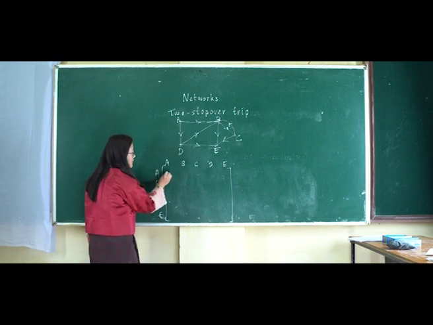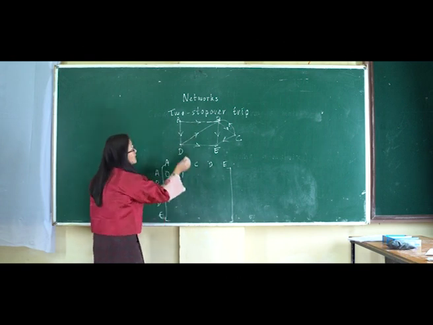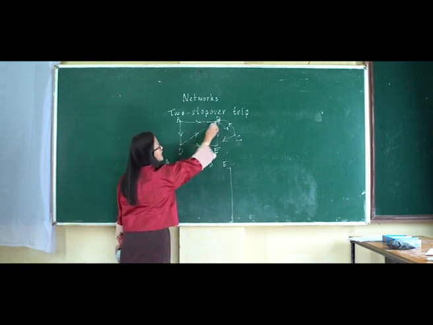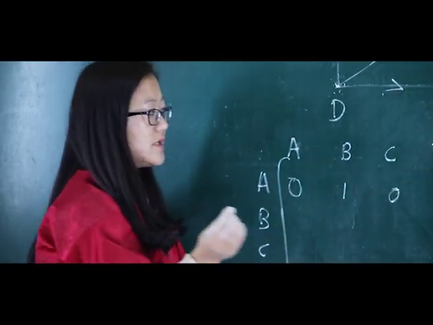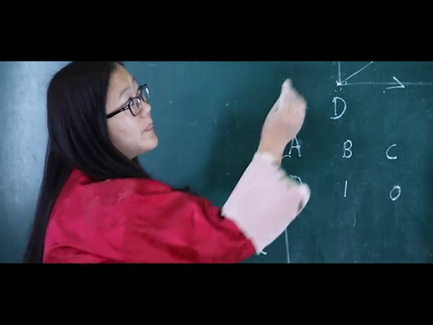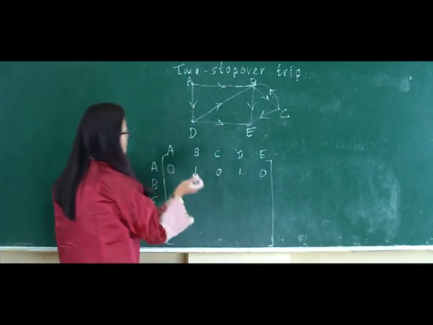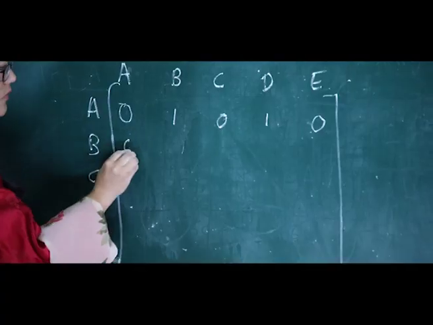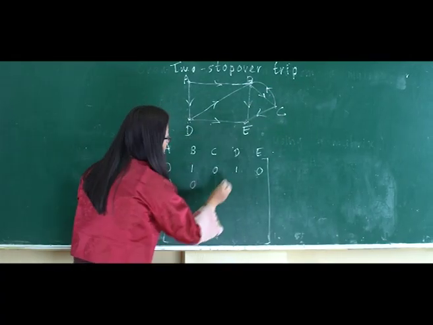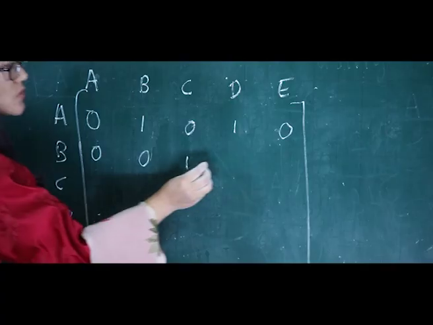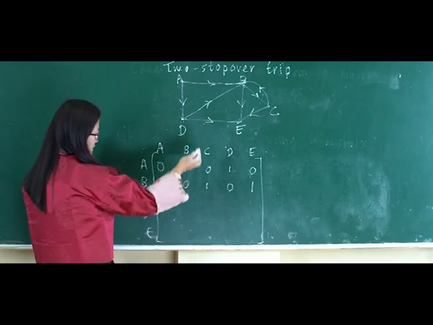A to A we have no route, so put 0. A to B we have 1. A to C we have none. We do have a one stopover trip but not a direct route, so we put 0. Here adjacency matrix is the direct route. A to D 1, A to E 0. B to A 0, B to B 0, B to C I have 1, B to D 0, B to E I have 1.